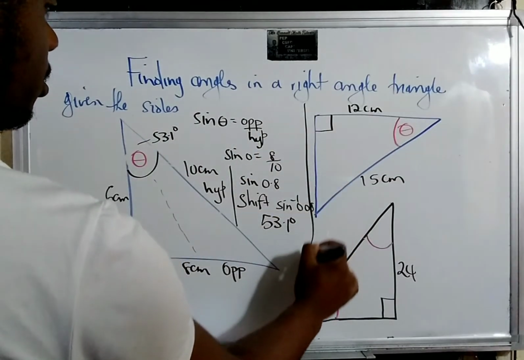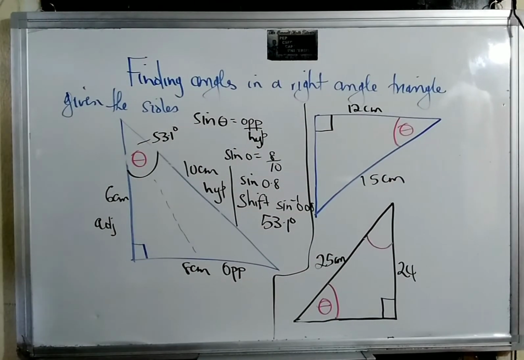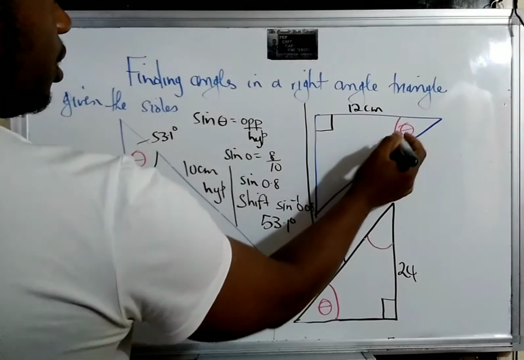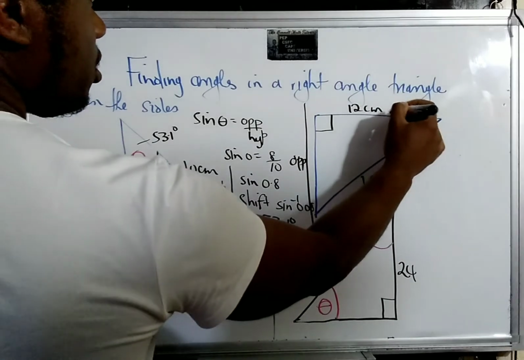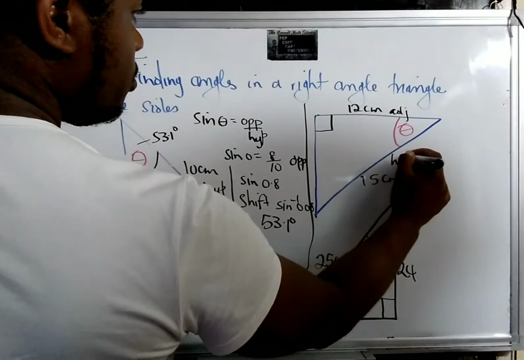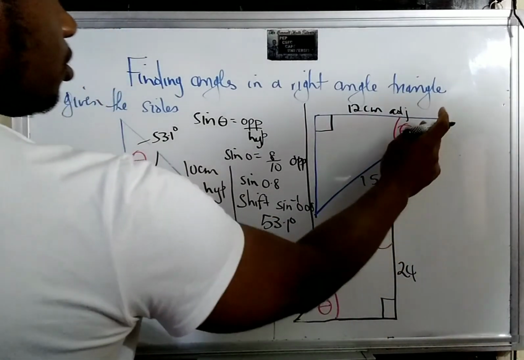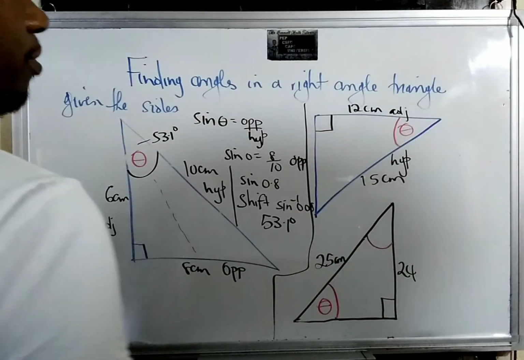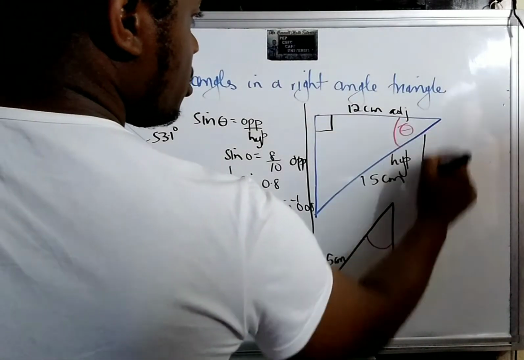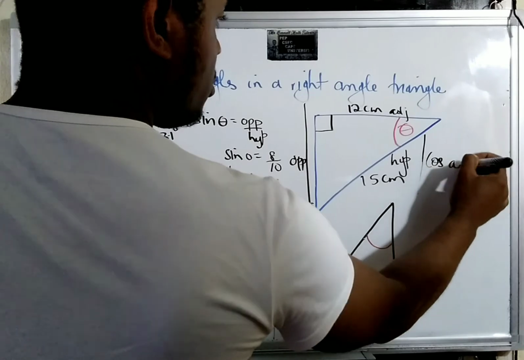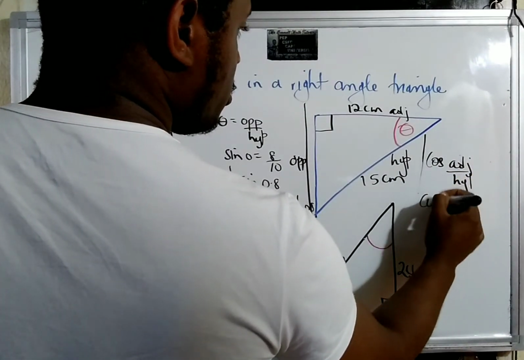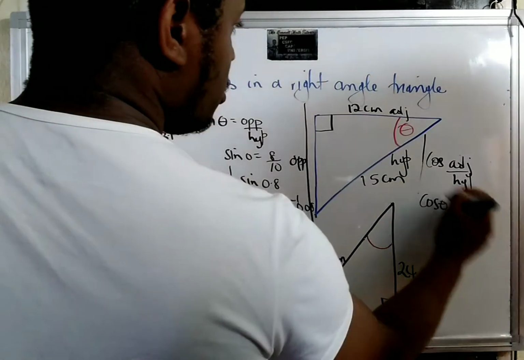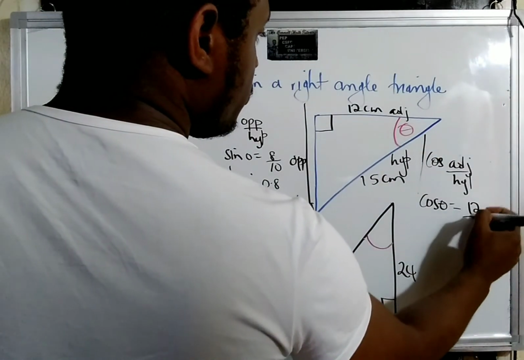Alright, real quick. Let's just look at another one. So label it, so this will be opposite, adjacent, and hypotenuse. So we have the adjacent and the hypotenuse, so we know this is cos. Adjacent and hypotenuse. So cos theta, adjacent over hypotenuse, will be 12 over 15.